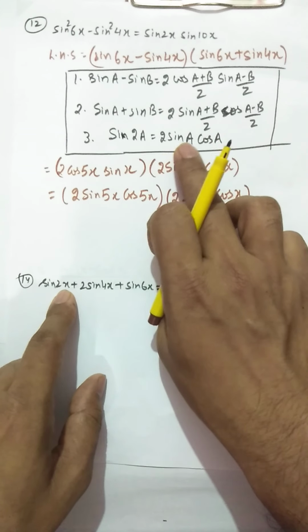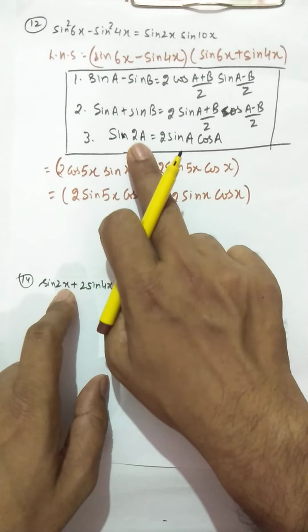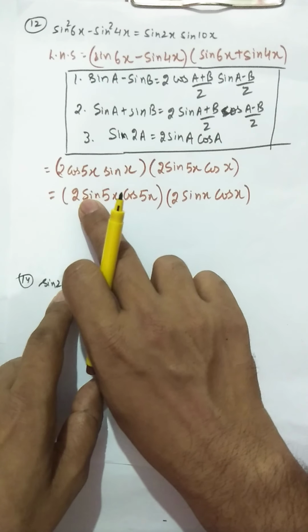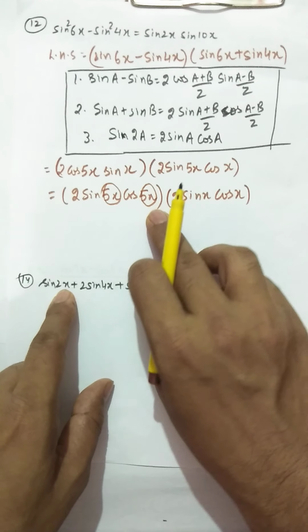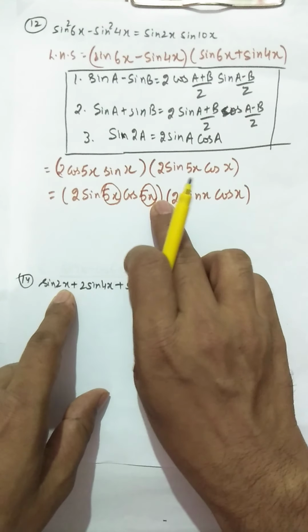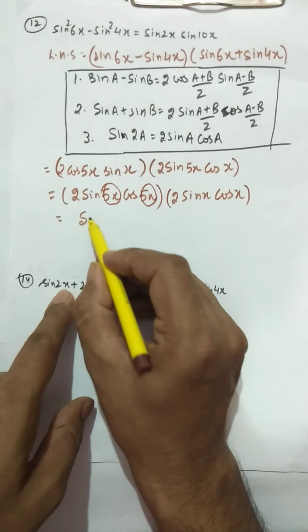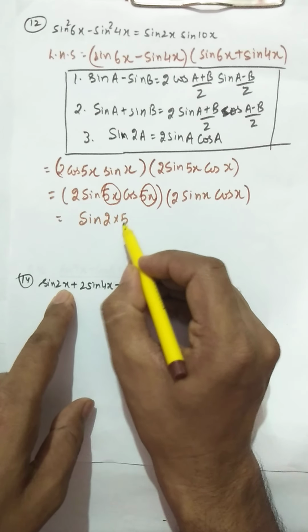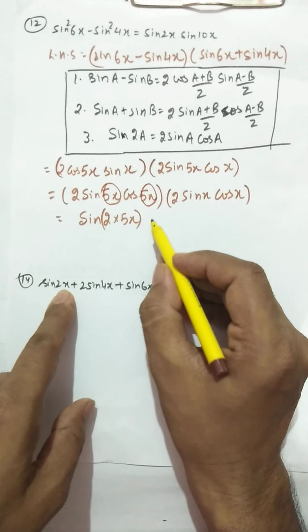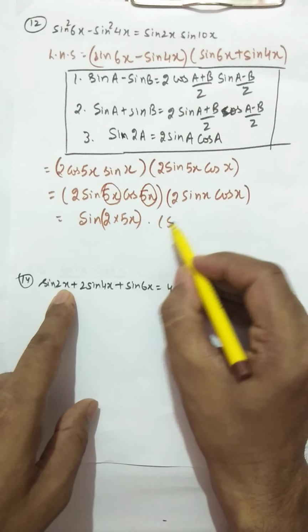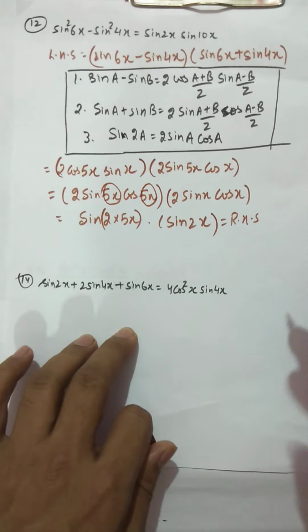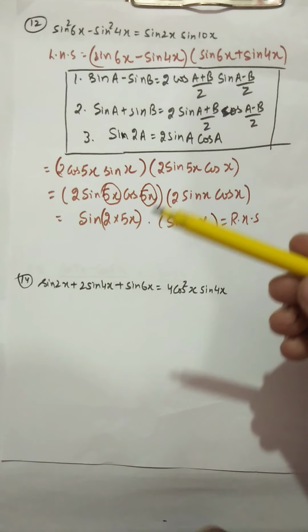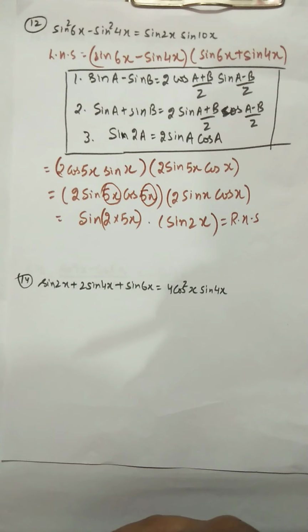So now you see this third formula. That third formula is sine 2A is 2 sine A cos A. So you take it as A. 2 sine A cos A, you can write that as sine 2A. So 2 into 5x, and here also you see that can be written as sine 2x. You can see now we have proved that this is equal to RHS. So in all these questions, the important role is to identify which formula has to be applied.